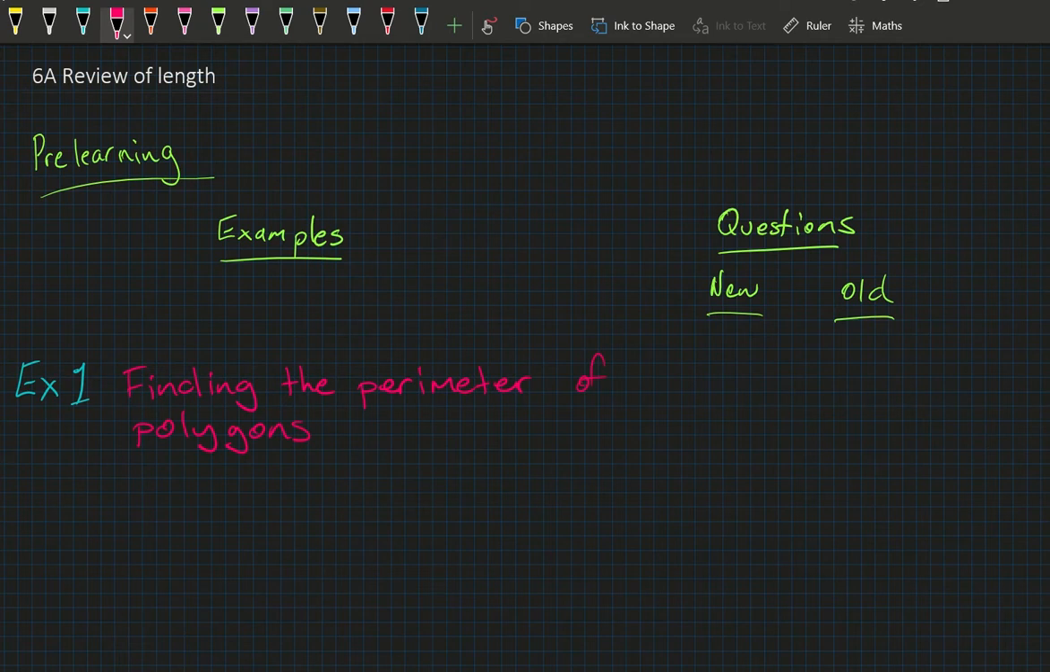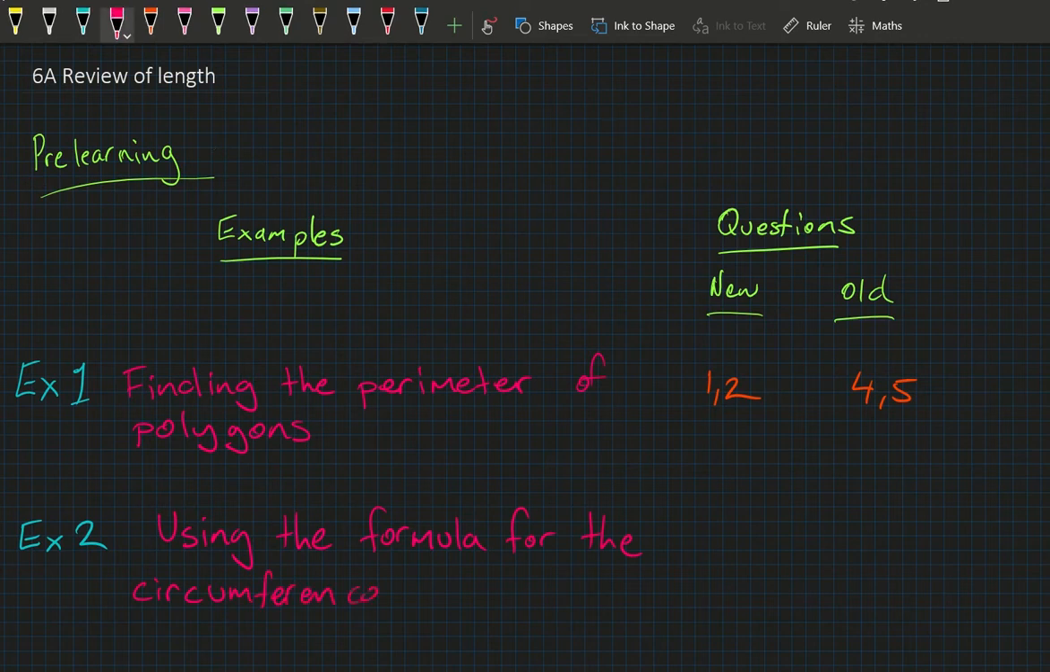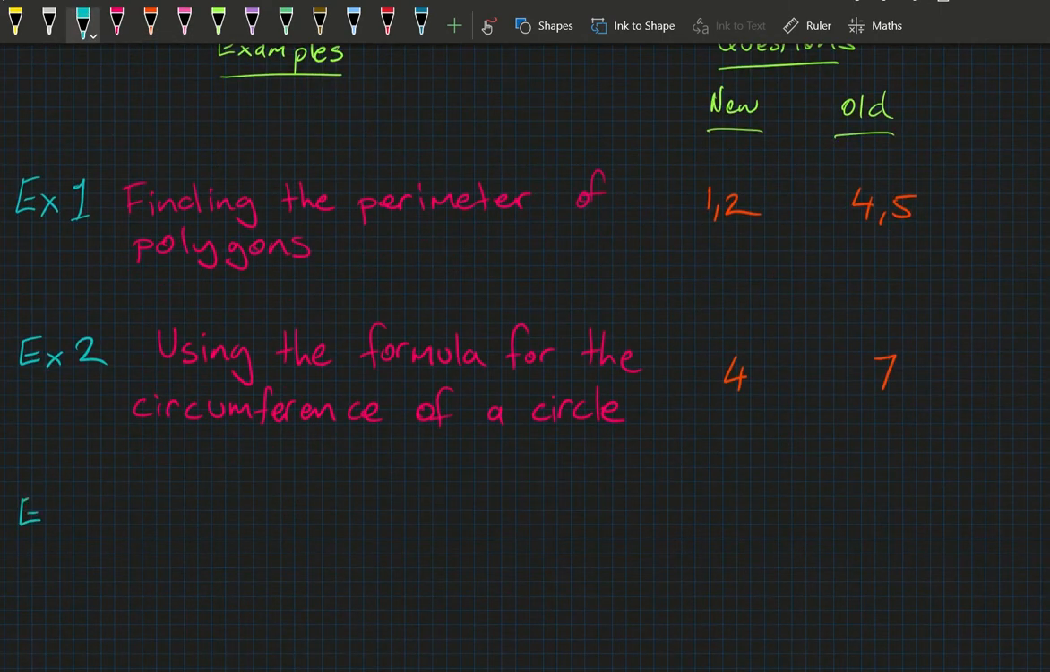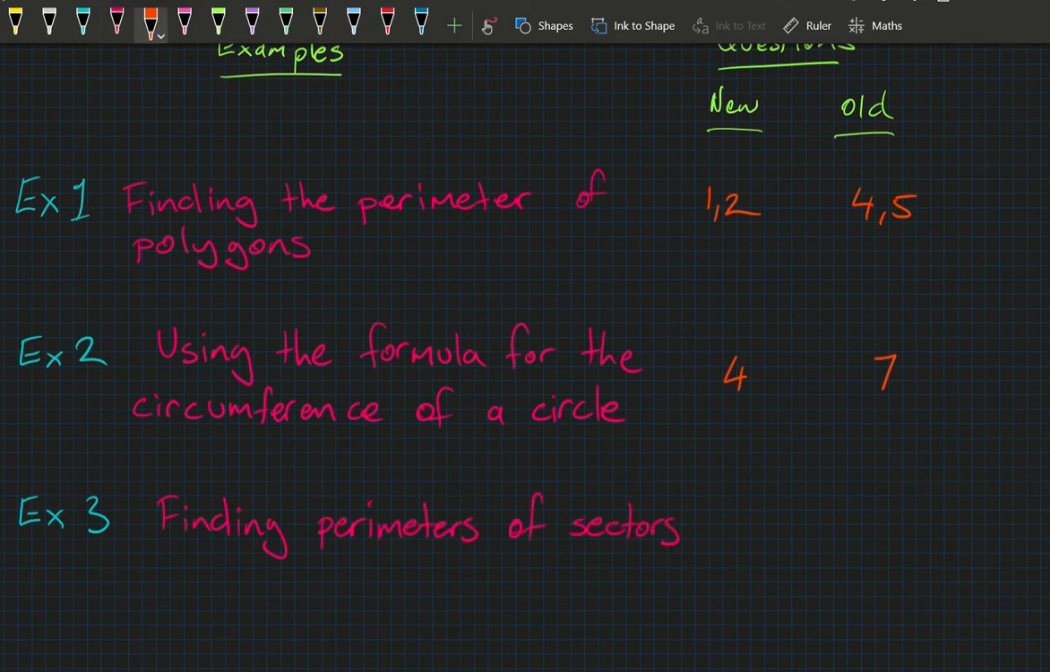And your pre-learning for this will be questions 1 and 2 in the new book and questions 4 and 5 in the old book. Then we'll move on to example 2, which is using the formula for the circumference of a circle. And your pre-learning for this will be question 4 in the new book and question 7 in the old book. And then our last example for the class will be example 3, where we'll be finding perimeters of sectors. And your pre-learning for this example will be question 5 in the new and question 8 in the old book.